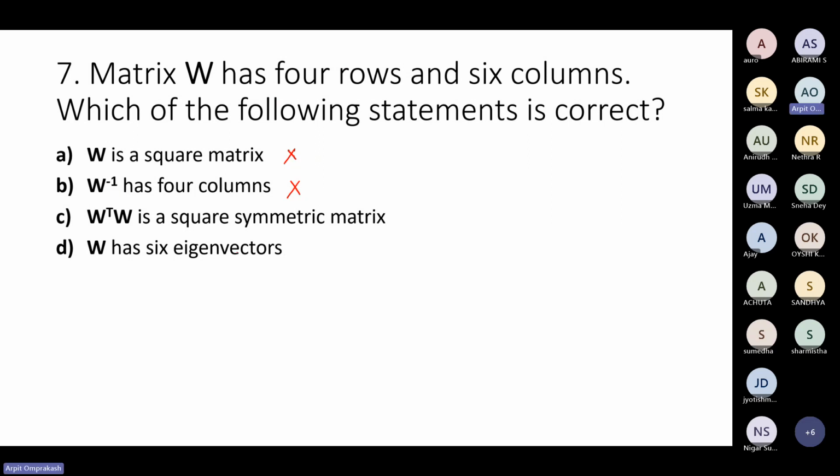Again, for option D, this won't have any eigenvectors because this is not a square matrix. So the only option we are left with is here, and that is the correct option. Transpose of W into W is a square symmetric matrix. So basically, W has the dimensions 4 cross 6. W transpose will have the dimension 6 cross 4. And if we multiply them, W transpose into W, we should get the dimensions to be 6 cross 6, which is a square matrix. And also, it will be a square and symmetric matrix. Is that clear?